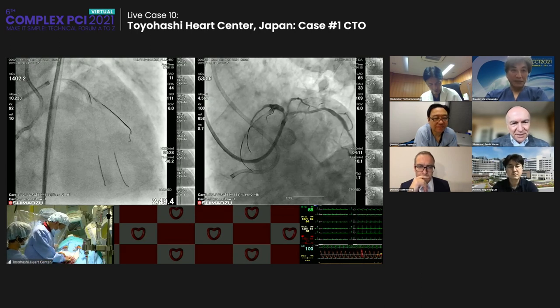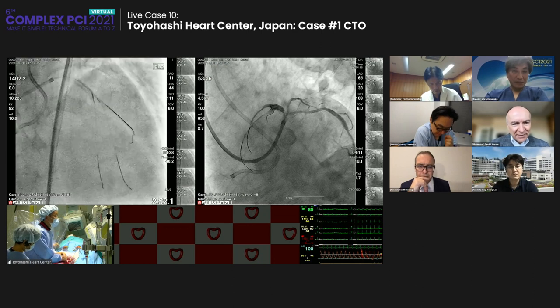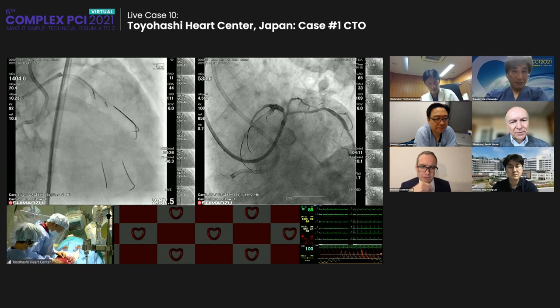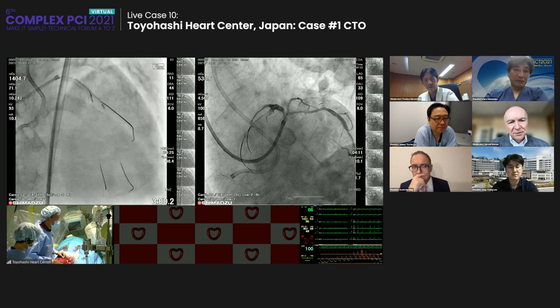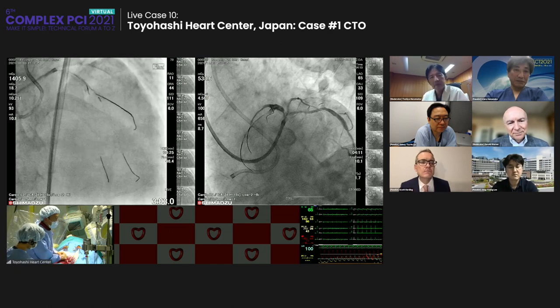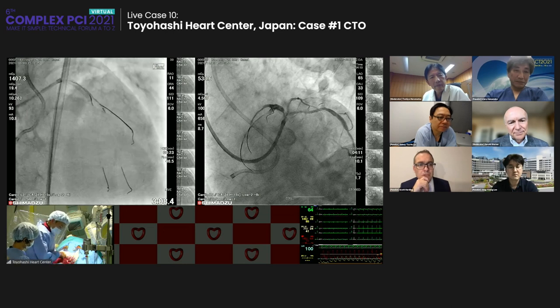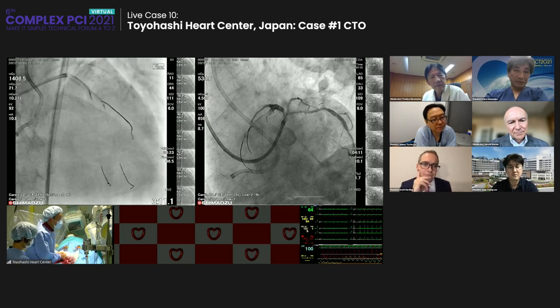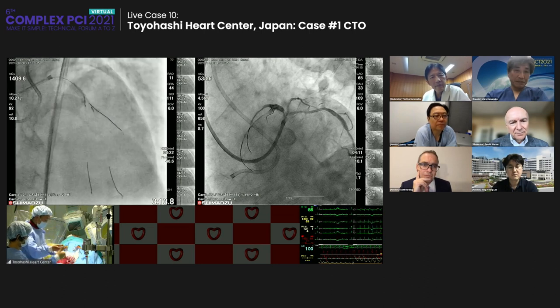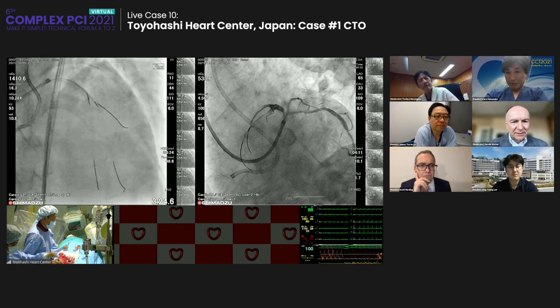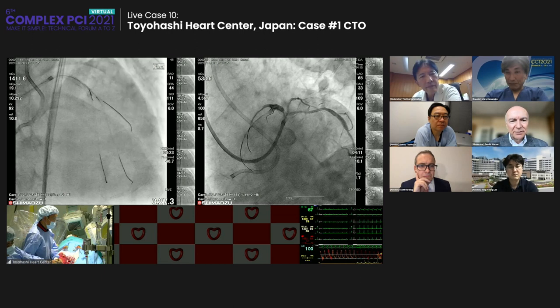So that was easy access, it looked like. Again, a Sion? Yes, sure. Okay, so your preferred wire for this is Sion. Yes, for the bifurcation. Now, sometimes we need the XTR or Schoenbrock, of course. Yeah, Sion Black would be my first idea, and often we also still use the Pilot 50.